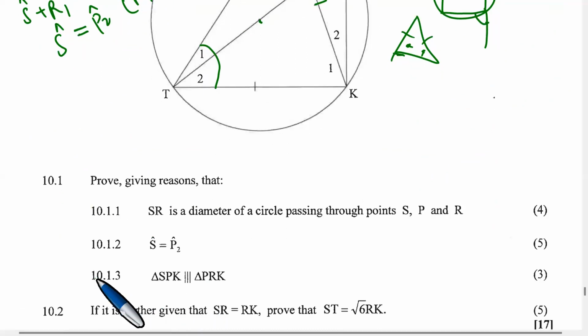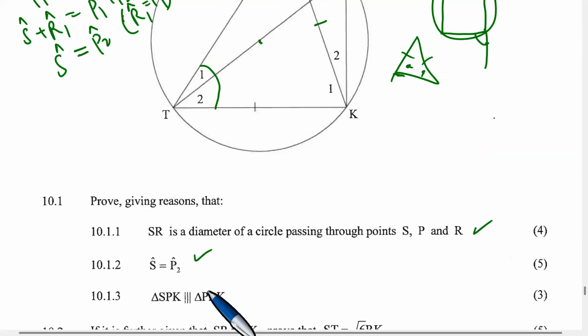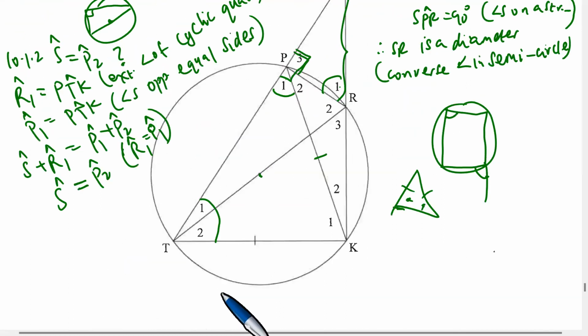Right, so we have 10.1.3, which is triangle SPK is similar to... so we've proven that S is P2. So we're done with this one and we're done with that one. Next, we need to prove the fact that these two triangles are similar. 10.1.3, how do you prove the similarity of those triangles? That is very, very straightforward. Let's just do 10.1.3 next to the shape.